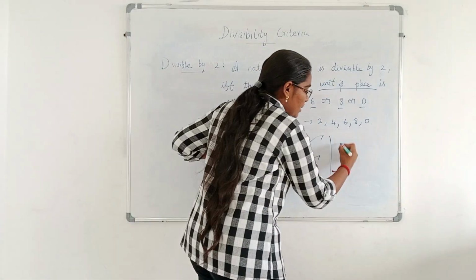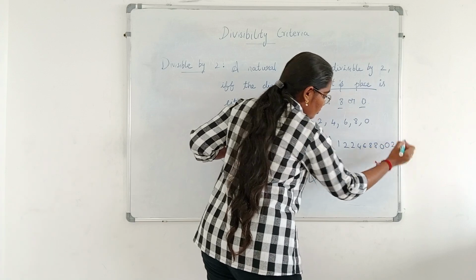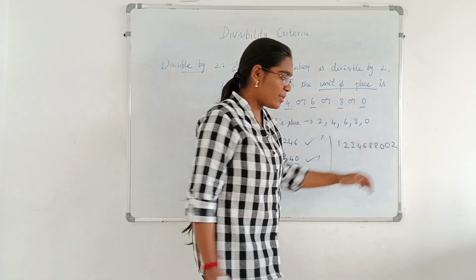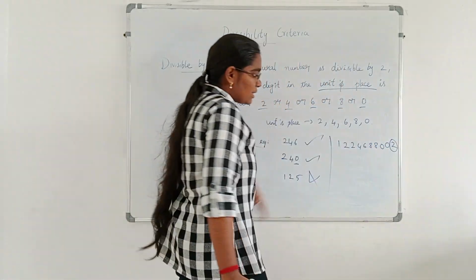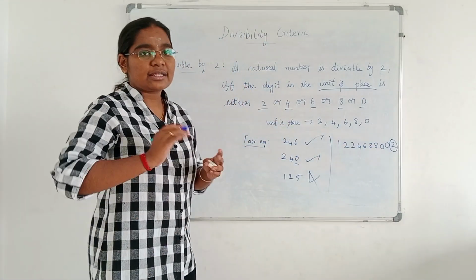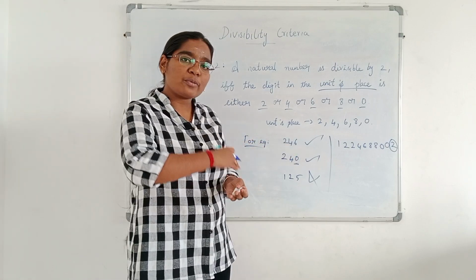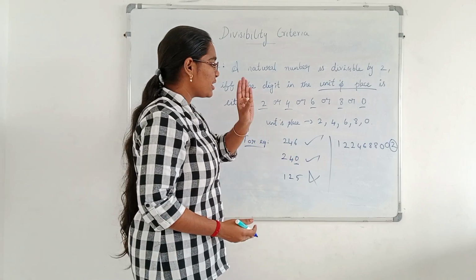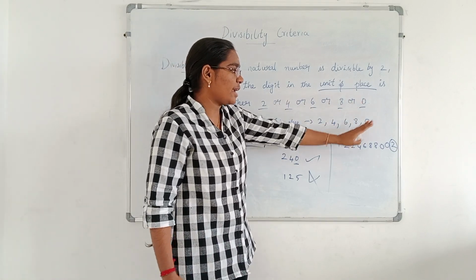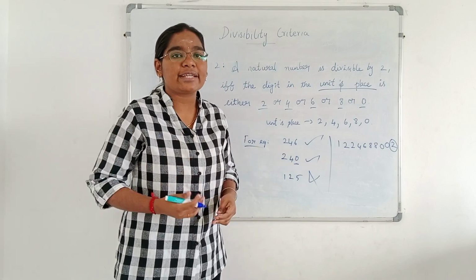Now consider another example, 1224688002. Check its units place. In the units place, 2 is here. So this number will be exactly divisible by 2. This is the concept of divisibility by 2. For a number to be divisible by 2, you have to check the units place. In the units place, either 2 or 4 or 6 or 8 or 0 should be there. If it is there, then that number will be divisible by 2.